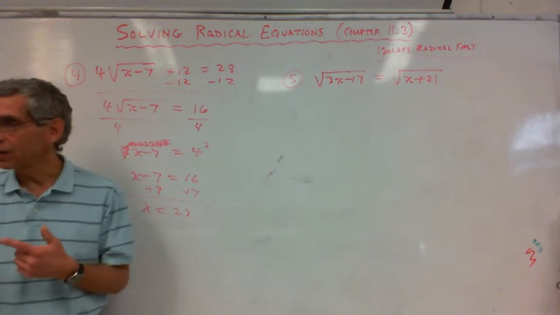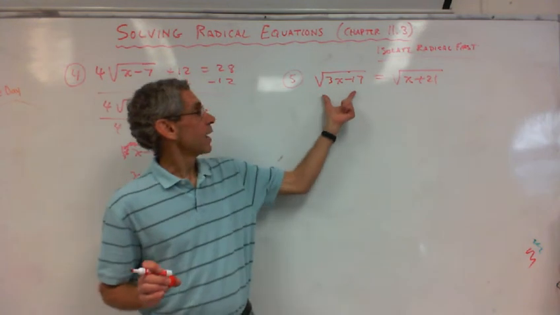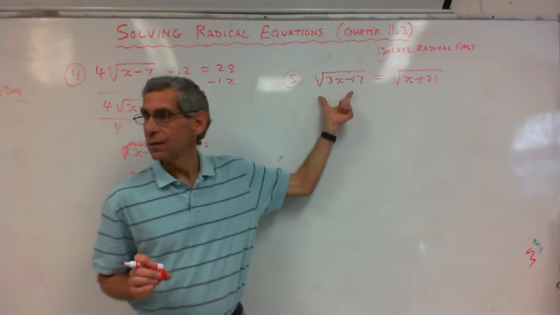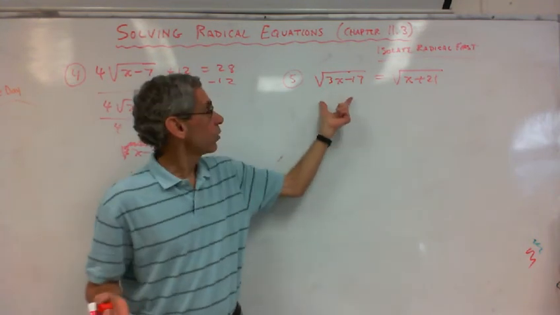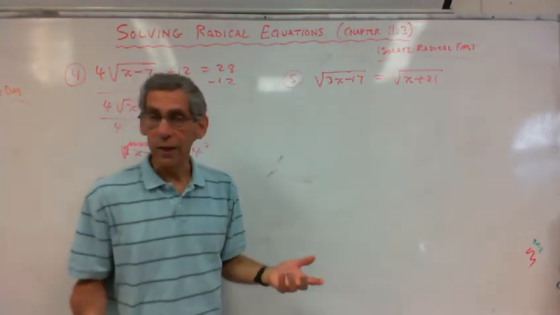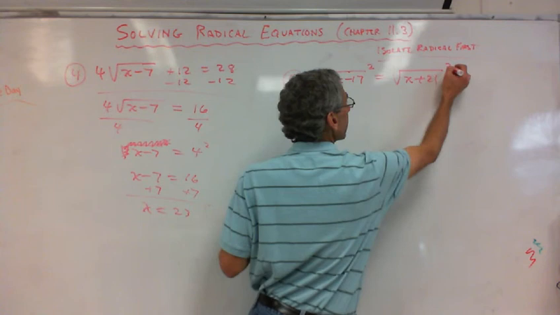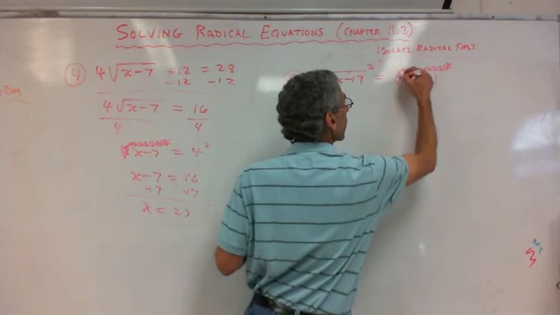Don't let it scare you, because it looks different than all the other ones, right? How would I get rid of the square root sign? Square them all together. If I squared, look, they're both isolated, right? So I could square both sides, and just by squaring it, I get rid of the square root sign and the square.